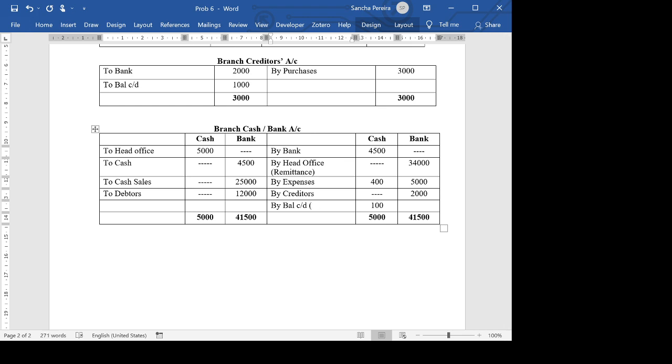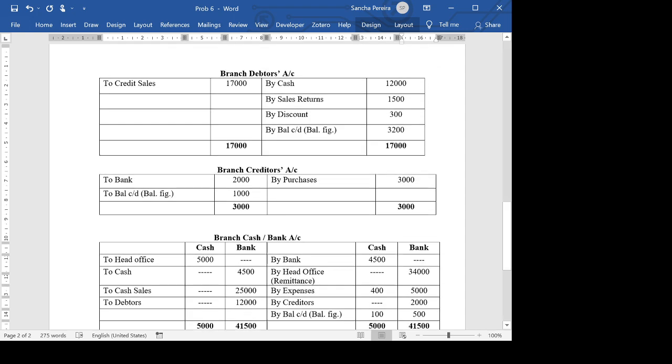Again, this is going to be the balancing figure here. So this is going to be 41,500 minus 41,000, which will be 500. That means if you check your bank passbook and get a latest update, it would be a balance of 500 rupees. Now this we need to transfer to our branch account.